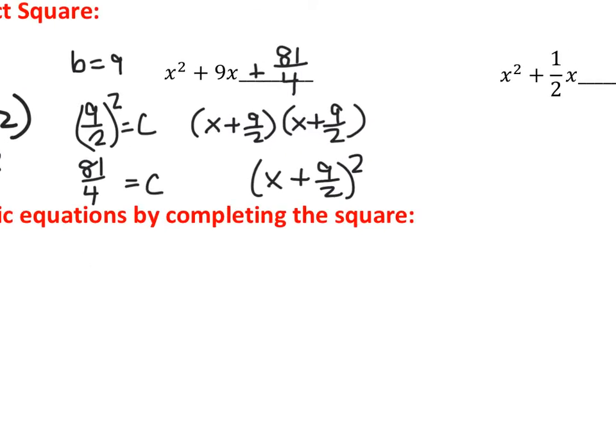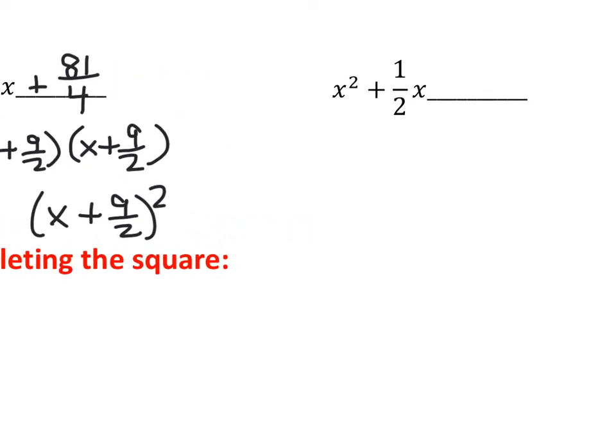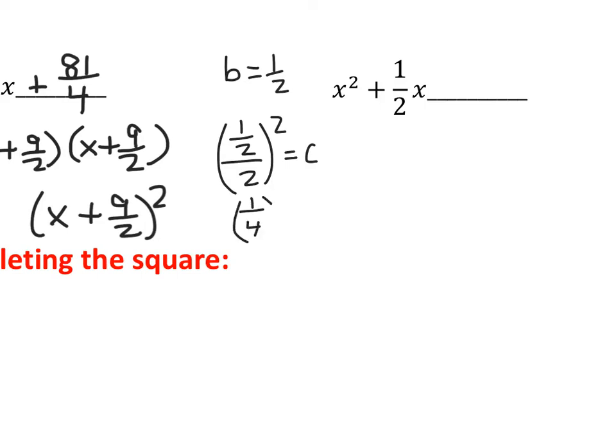All right, last example here. I have b equal to 1/2. I'm going to take half of 1/2. So I've got 1/2 divided by 2, and I'm going to square that to give me my c. 1/2 divided by 2 is 1/4. If I square 1/4, I get a c equal to 1/16.